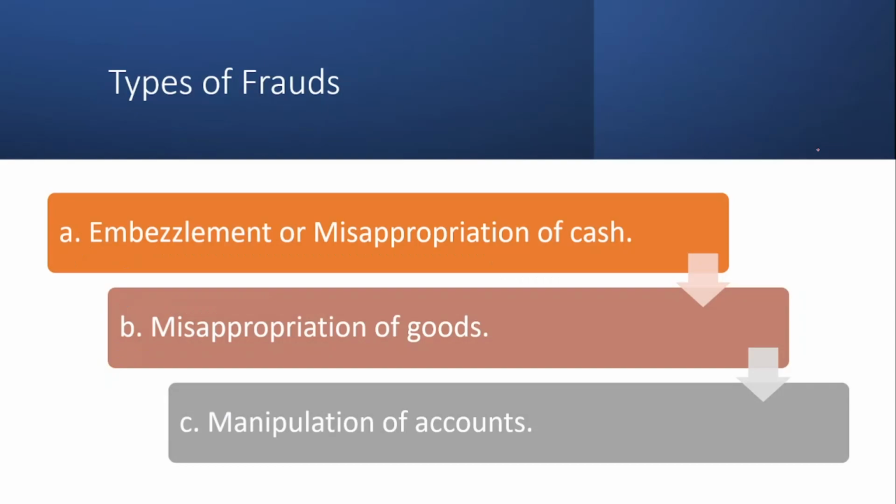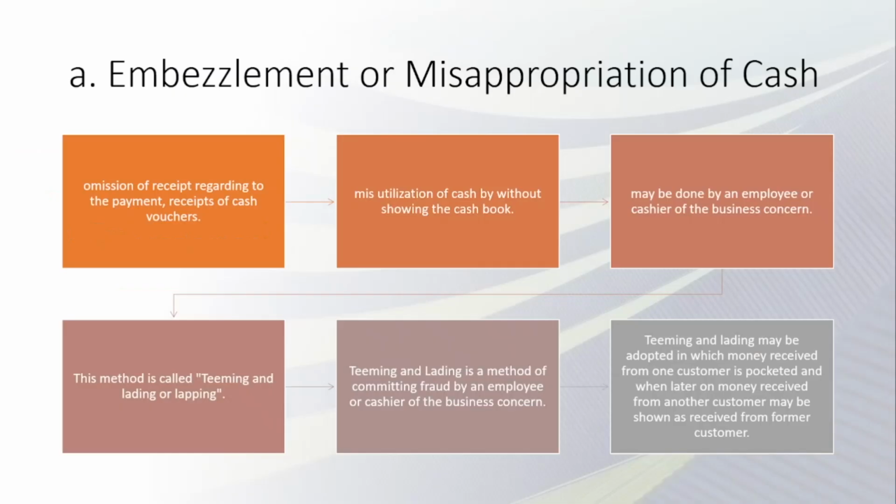There are three types of frauds. One is embezzlement or misappropriation of cash. Second is misappropriation of goods. Third is manipulation of accounts. Now, embezzlement or misappropriation of cash means, for example, there are 6 blocks on my screen. Let us discuss each of the 6 blocks.